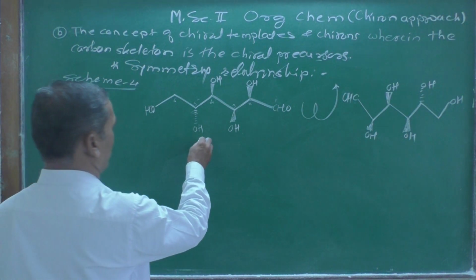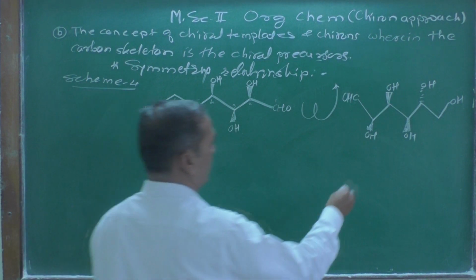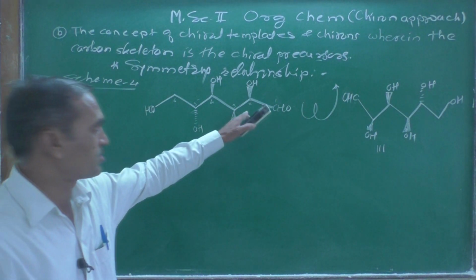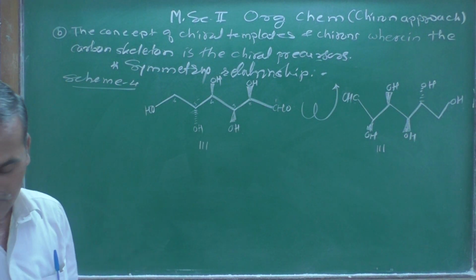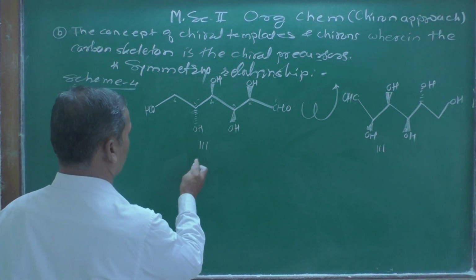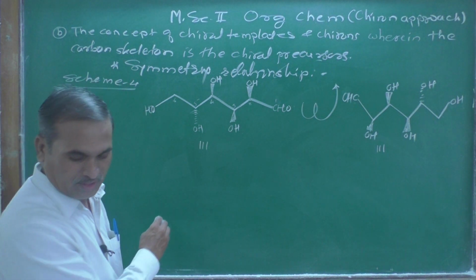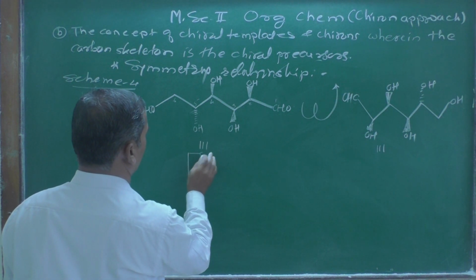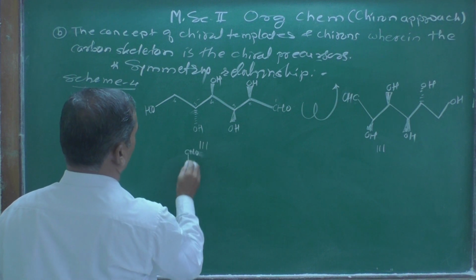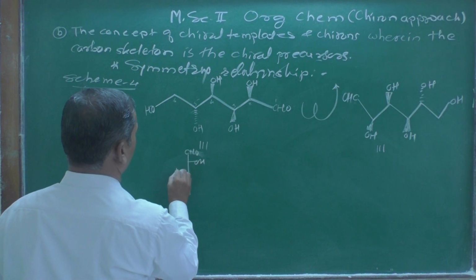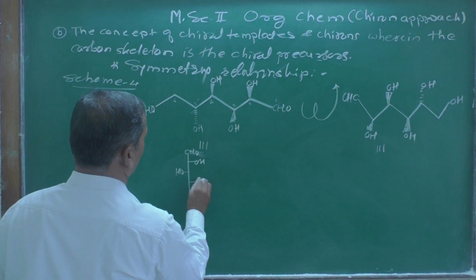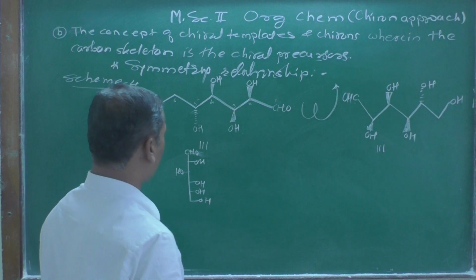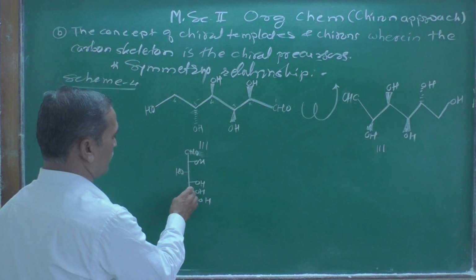Now these 3 lines clearly indicate that these structures are equivalent. This structure and this structure are equivalent, so we can represent this structure in an open chain like this. CHO, then OH, here HO, then OH, and OH. This is D-glucose. 1 2 3 4 5 and 6.